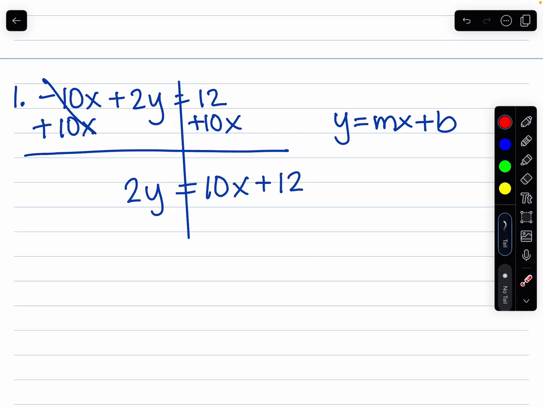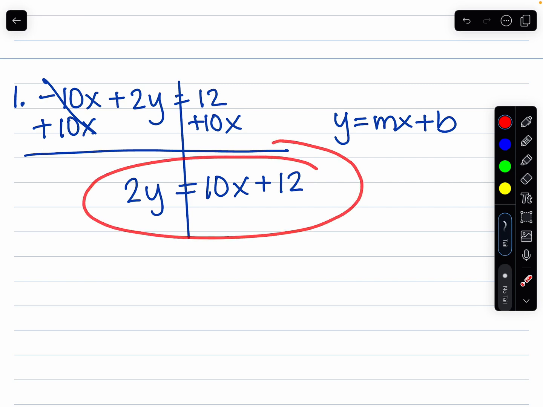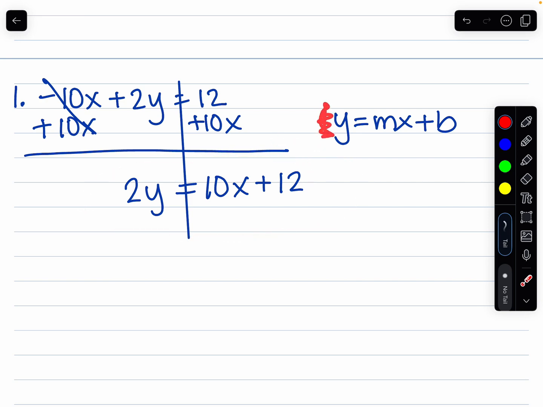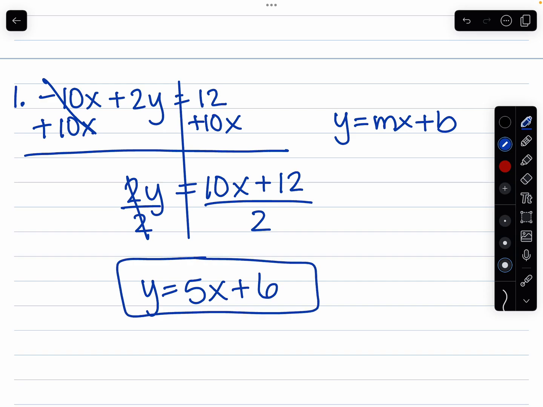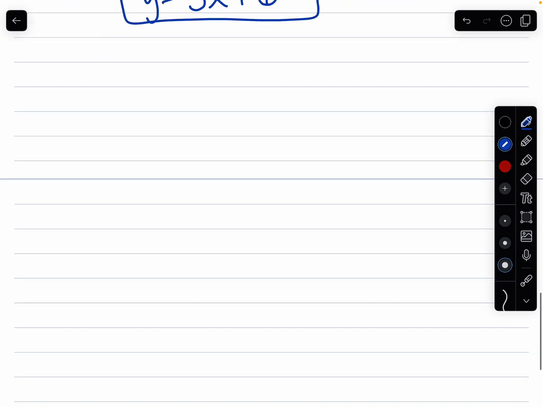Now, this almost is in slope-intercept form. The only problem is I can't have anything in front of y other than the number 1. So how do I get rid of this 2? Divide by 2. Now, every number gets divided by 2, so that cancels. What's 10 divided by 2? So I get 5x plus what? Plus 6. So essentially, on these, we're going to move x to the right side, divide if there's something in front of y.